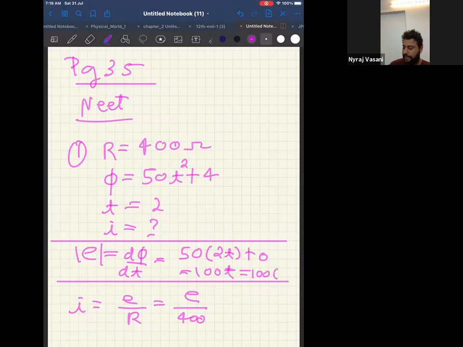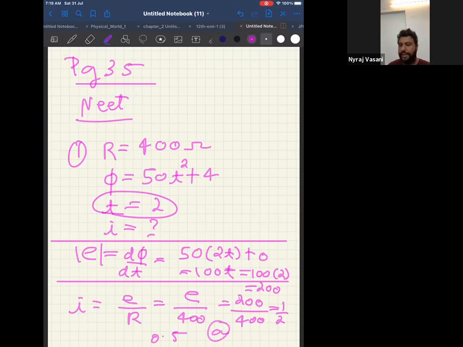That is 100 into 2 because t is given as 2. Therefore, that is 200. Therefore, I got E equal to 200. Now if I substitute over here, it becomes 200 by 400, so it becomes half or 0.5. So tell me which option is the right option? Answer is A. So all of you just look at the steps and reply that you have understood.